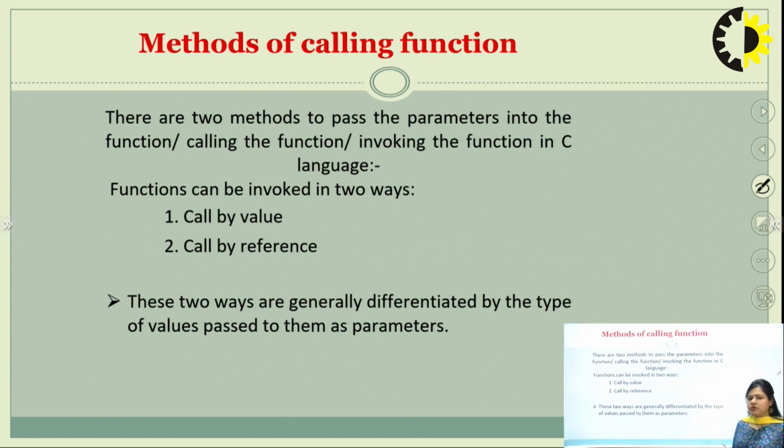So for calling a user defined function, basically we can approach two methods, that is call by value and call by reference. So there are two methods by which you can call or invoke a function in a program, that is call by value and call by reference. In today's lecture we will be looking at these in detail one by one.